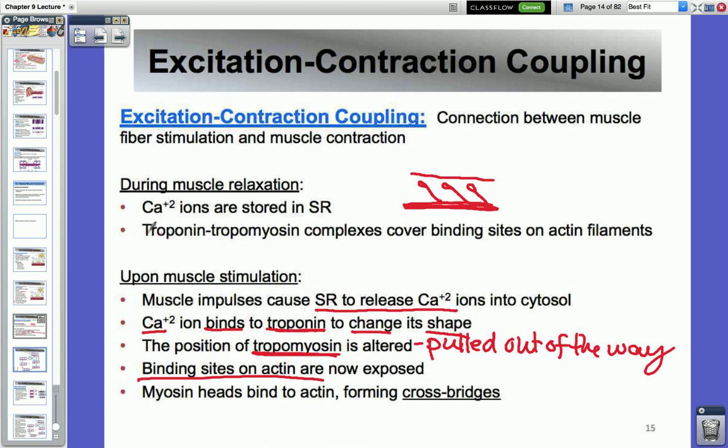During relaxation, the calcium ions are going to be stored in the SR, which means that calcium cannot bind to troponin. And so this whole complex is going to be covering the actin binding sites. And so myosin cannot bind to it, so the muscle stays relaxed.